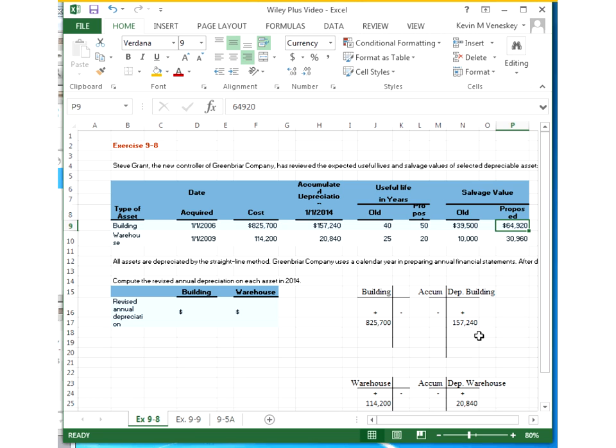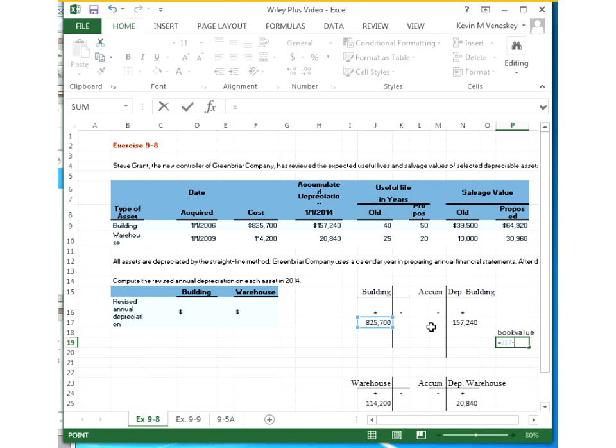So what I've done here so far is I've made our opening T accounts with the cost of the building, $825,700, and then how much depreciation we've already taken. And then over here to the side, I'm going to determine what the book value is. We just simply take the difference between the two, and that'll give me a nice figure for our calculations.